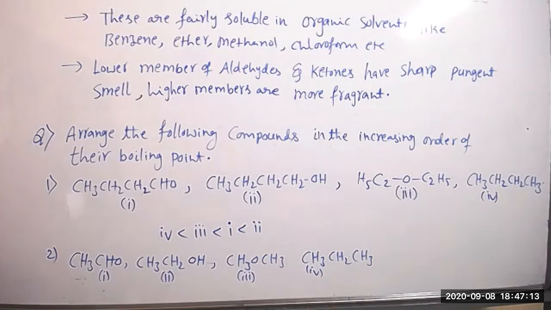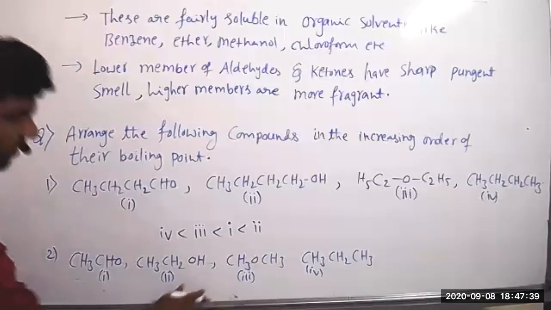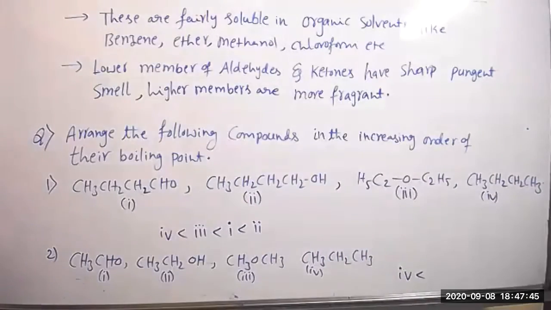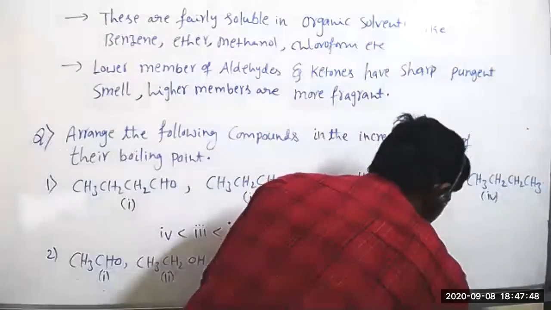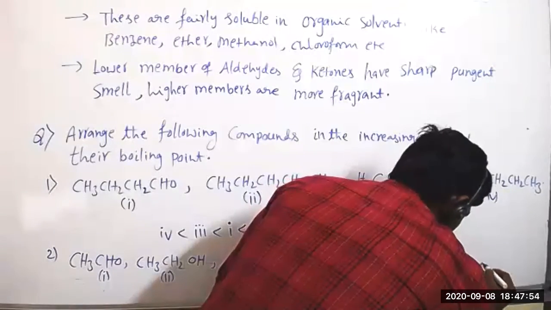Now also increasing order of boiling point. So first is the fourth one, which has the lowest boiling point. Next, I will write the order here: 4, then the third one, then the first one, then the second one.